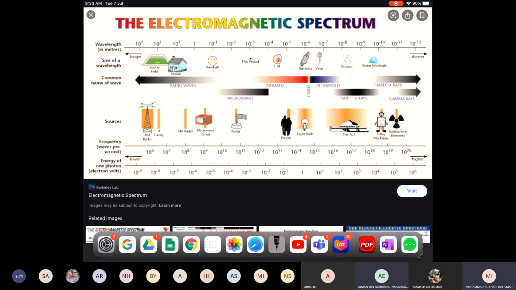Okay, a little more about electromagnetic wave. When we say electromagnetic wave, maknanya dia ada two wave yang combined kat sini.